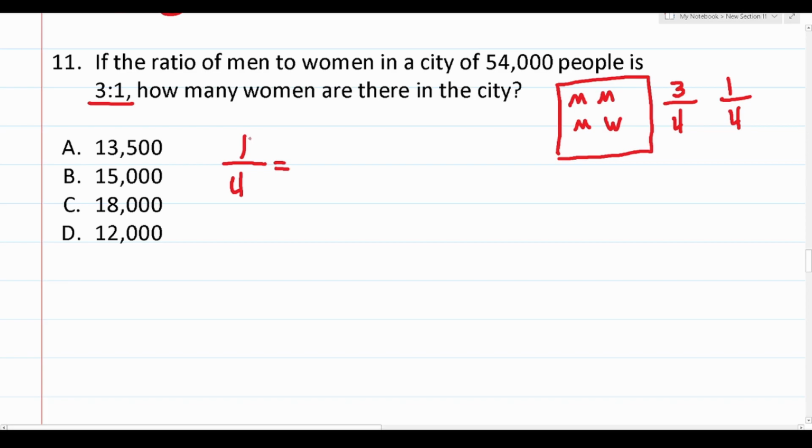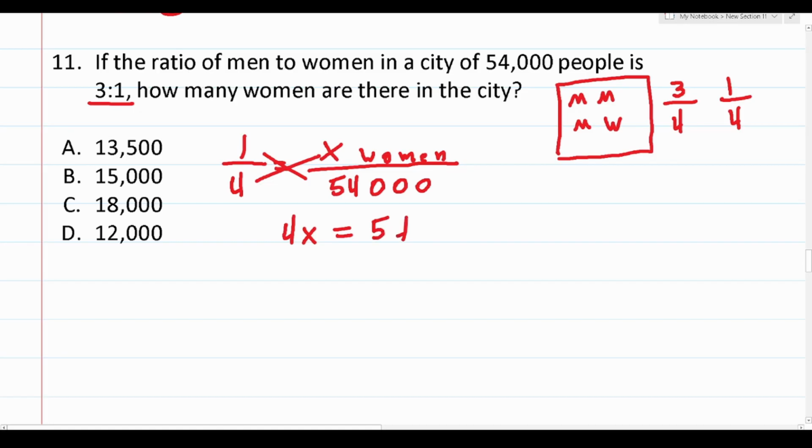Again, we know this 1 refers to the 1 woman in this room of 4. We're going to extrapolate that to be the whole city. So this is going to be X women in a city of 54,000. Okay. Now we can just cross multiply, notably X times 4, which is 4X, and then 1 times 54,000. Anything times 1 is itself, so this is 54,000. And all we do is have to divide both sides by 4 now to get X by itself.